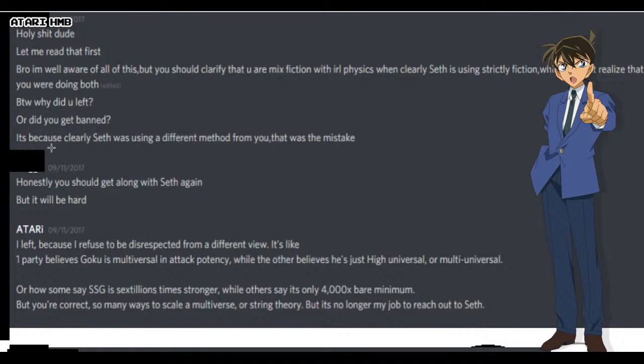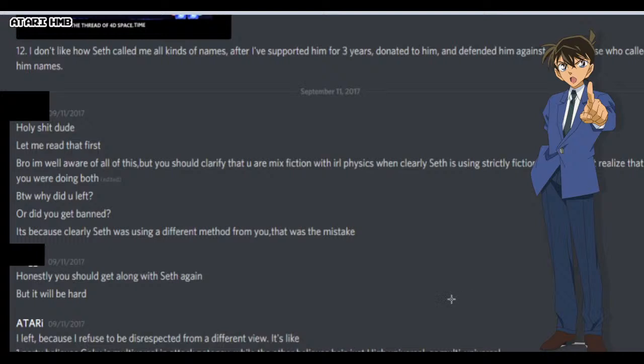It's because clearly Ceph wasn't using a different method from you. That was the mistake. Okay? He was using a different method. Honestly, you should get along with Ceph again, but it will be hard. I left because I refused to be disrespected from a different view. It's like one party leaves Goku in multiversal attack potency while the other believes he's high universal or multi-universal. Or how some say Super Saiyan God is 6,000,000,000 times stronger while others say it's 4,000 times bare minimum. But you are correct. So many ways to scale a multiversal string theory, but it's no longer my job to reach out to Ceph.